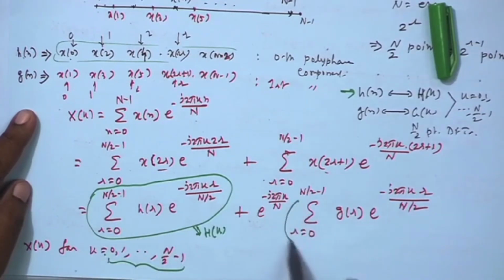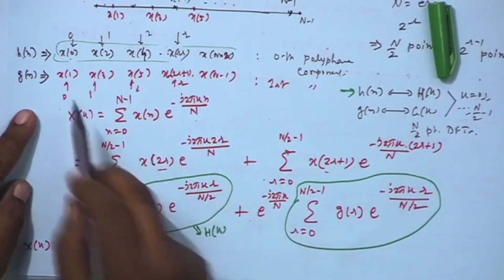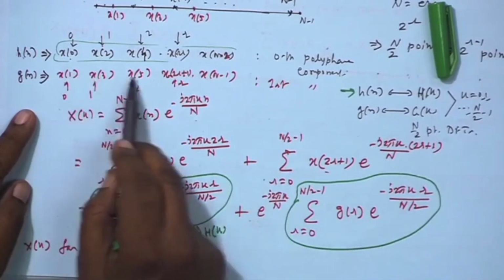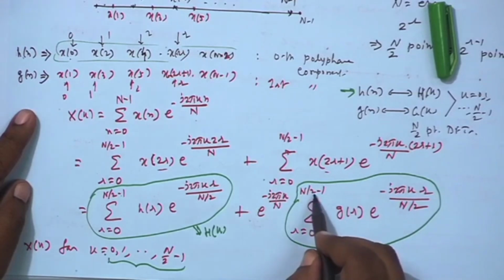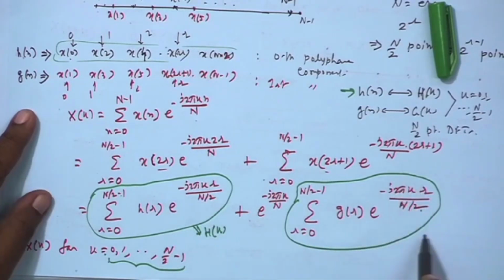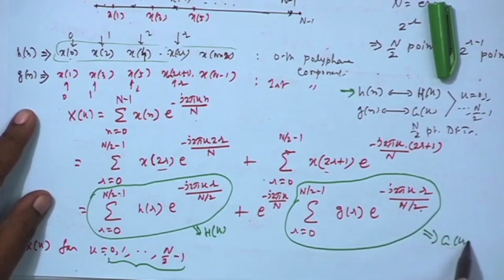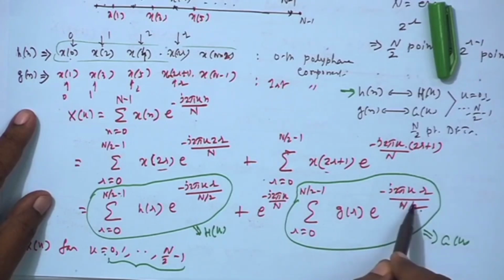Similarly, this summation is g_r, so g_r is a sequence g_0, g_1, g_2, and so on. Okay. So, g_r is a sequence, and what is the length? What is the range? r from 0 to N/2 minus 1. What is the range of k? Same range, and instead of N I have N/2 here. So, if you want to carry out the DFT, this will be G_k, because the length of this time sequence g_r is N/2. That is why it is N/2 coming.